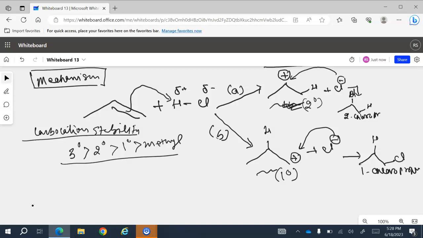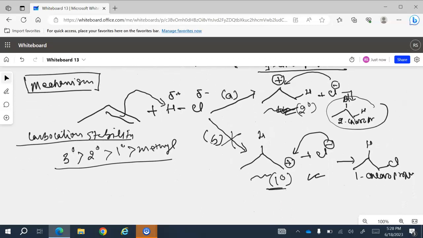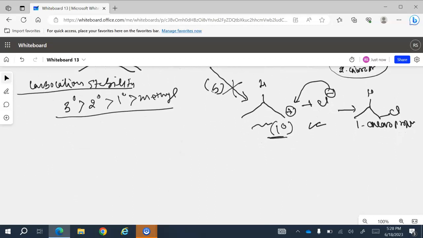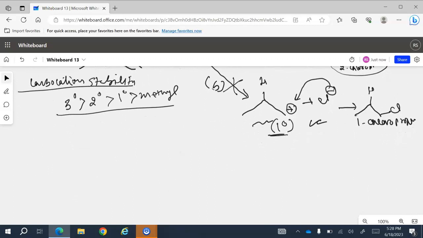Therefore, path A will be followed. The resulting product will be 2-chloropropane. And path B will not happen, because a primary carbocation is so unstable that it will not form. Therefore only path A, or 2-chloropropane, will be the result. Now with this we can have the general idea. We can discuss this idea as what we call the Markovnikov rule.